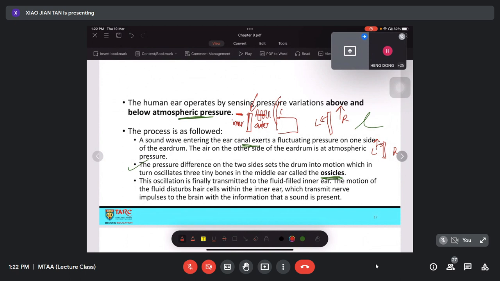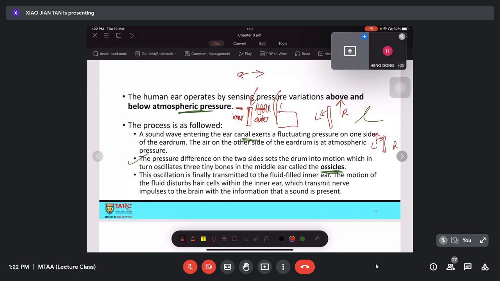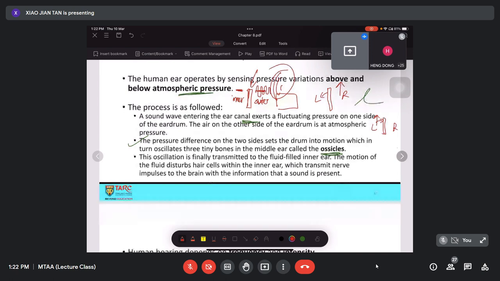So this will cause the eardrum to vibrate left and right, something like that. So this is how the vibration occurs. The eardrum vibrates in the same pattern as the source. Then this oscillation is finally transmitted to the fluid-filled inner ear. The philosophy is the same. The motion of the fluid disturbs the hair cells in the inner ear and then transmits an impulse to the brain with the information that sound is present.